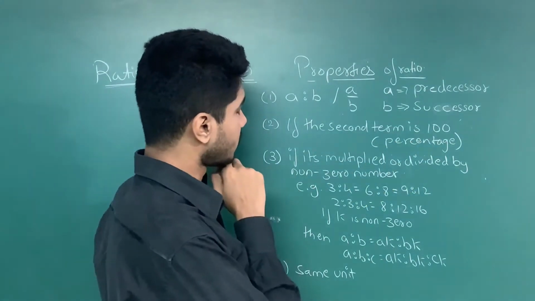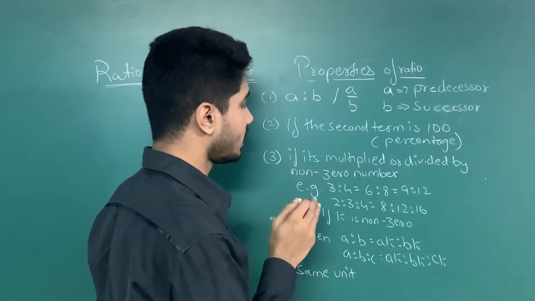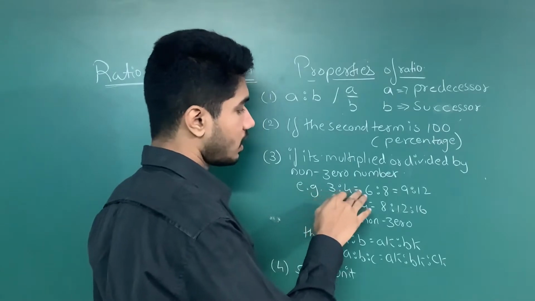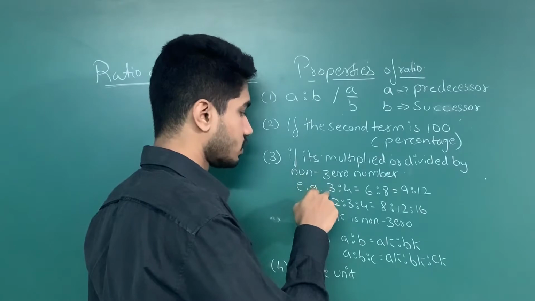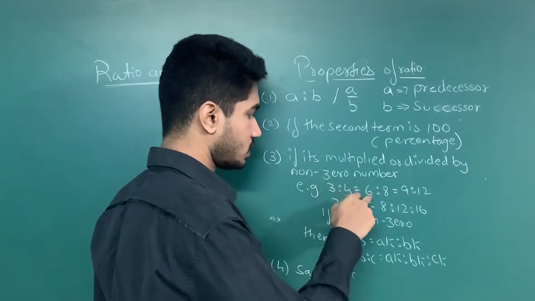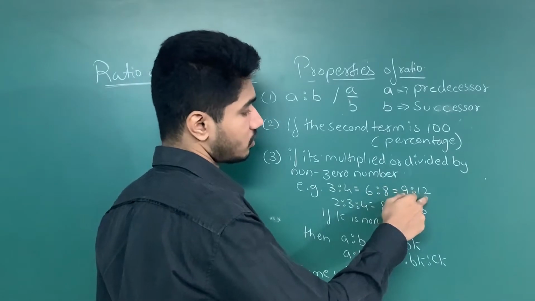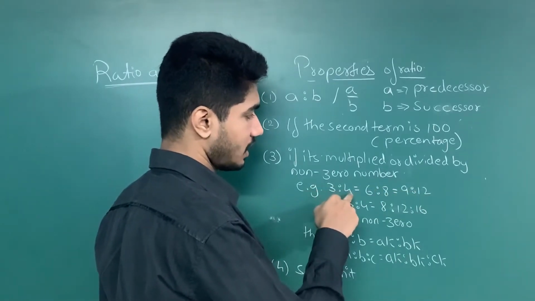Let's see the third property. The ratio remains unchanged if it's multiplied or divided by a non-zero number. For example, 3 is to 4 is equal to 6 is to 8. Over here, I just multiplied 2 with the first term and the second term. That is, 3 2s are 6 and 4 2s are 8. It can also be written as 9 is to 12. That is, I multiplied 3 with the first term and 3 with the second term.